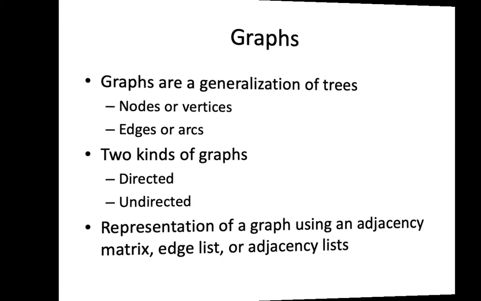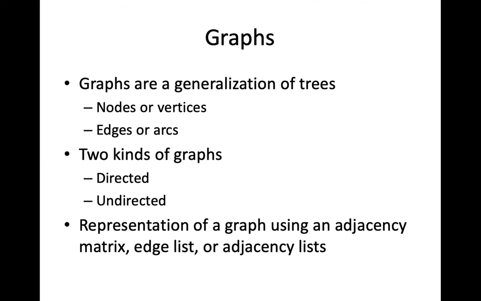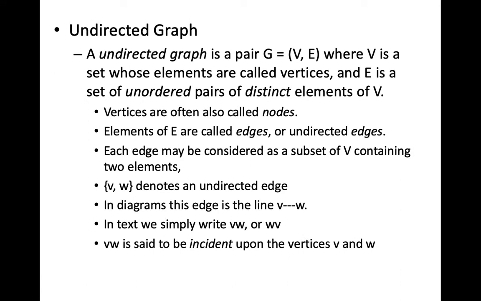We will talk now about graphs. Graphs are a generalization of trees. A graph is a pair of a set of nodes or vertices and a set of edges or arcs. There are two kinds of graphs, directed and undirected. They are quite different. We will also talk about how to represent a graph using an adjacency matrix, an edge list, or an adjacency list.